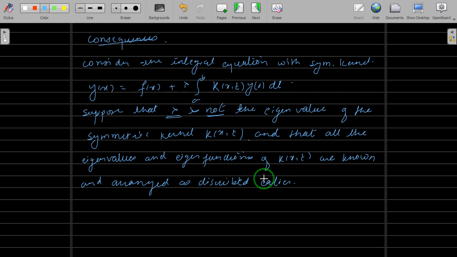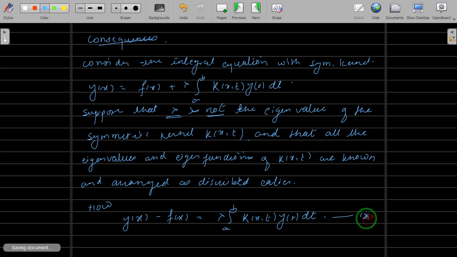Okay, so we have this equation y(x) minus λ∫K(x,t)y(t)dt equals f(x). Let us take this f(x) to that side. So now we'll have y(x) minus f(x) equals lambda integral a to b K(x, t) y(t) dt. Let us call this equation number star.